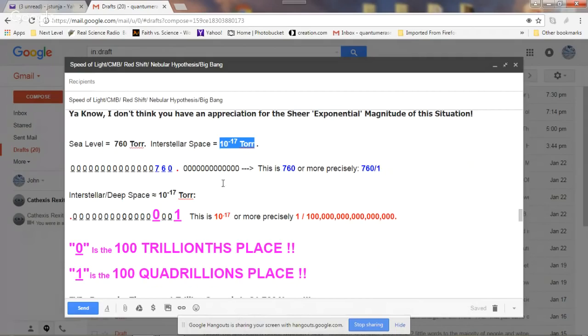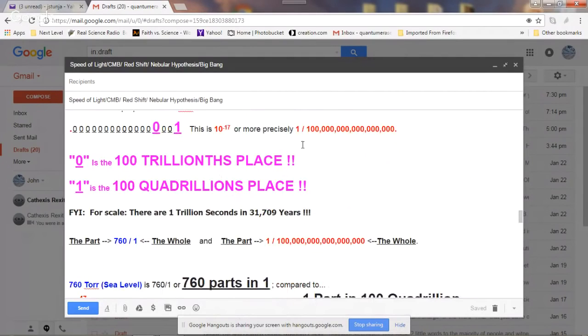What I want to show you here is, everything to the left or to the right of this decimal place is an exponential move, either this way or this way. I know everyone's got this. So basically, this 760 is more precisely 760 over 1. It's like a ratio. So interstellar deep space is 10 to the negative 17th torr. What does this mean? Well, this is more precisely 1 over 100 quadrillion. This zero is in the 100 trillionths place. This 1 is in the 100 quadrillionths place.